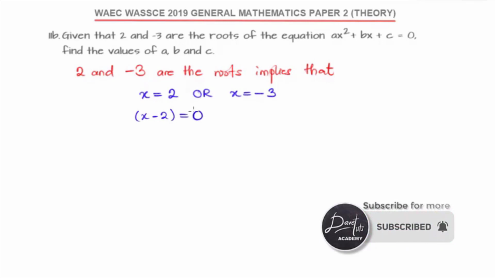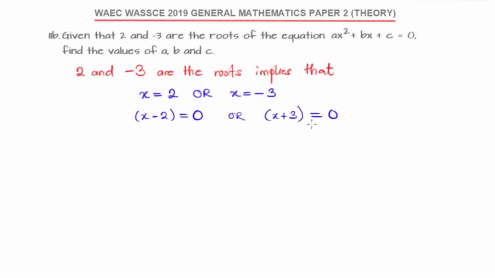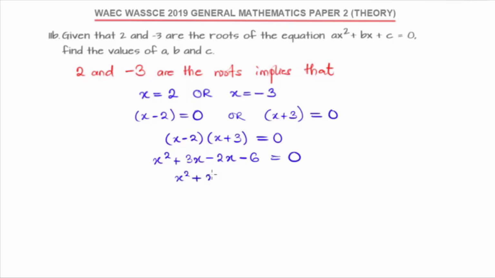So from here, you can say x minus 2 is 0 or x plus 3 is equal to 0, when we move those values to the left hand side. And now we just combine them to be (x minus 2)(x plus 3) = 0. If you open the bracket, x times x is x squared, x times 3 is 3x, minus 2 times x is minus 2x, minus 2 times 3 is minus 6. So that we have x² + x − 6 = 0.